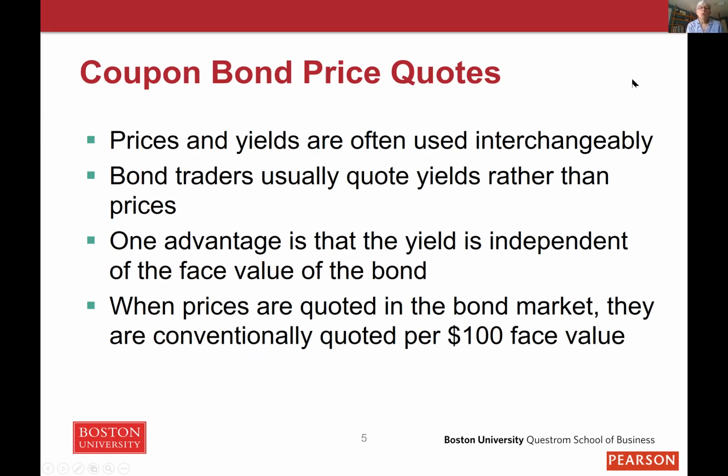So when you quote these things in the market, like at bond traders, it doesn't really matter if they give you the price or the yield. As long as you have the other information about the bond, if they give you the yield, you know the price. If they give you the price, you know the yield. Generally, what happens is that bonds are quoted in yields. And the reason for that is that then it doesn't really matter whether it's a $100 bond or a $10,000 bond. The yield is still going to be the same thing.